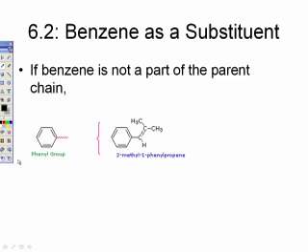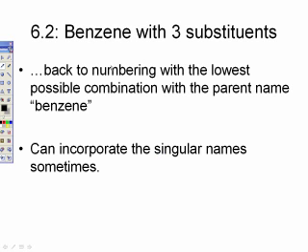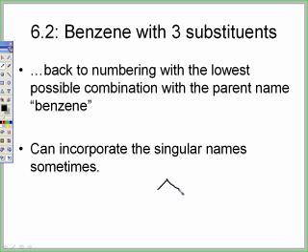Okay, if you've got 3 substituents or more, you're back to numbering with your lowest possible combination. So back to the rules we've been following before. And you have the parent name benzene now. And sometimes these incorporate the singular names. So if you see a singular name, you know what that means already. And then sometimes you might add a little bit more to it. My favorite is this guy right here.